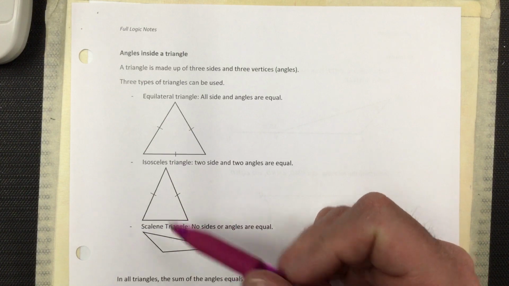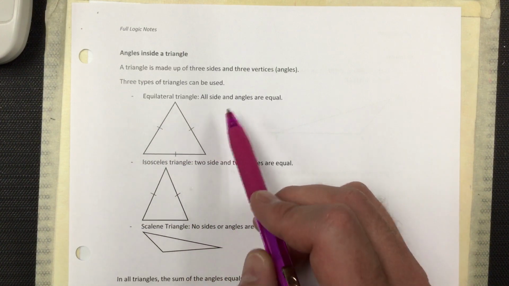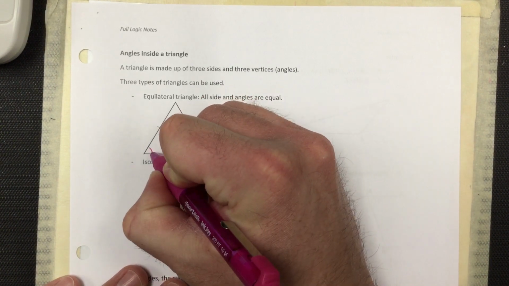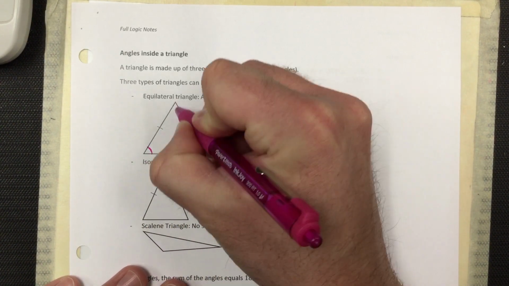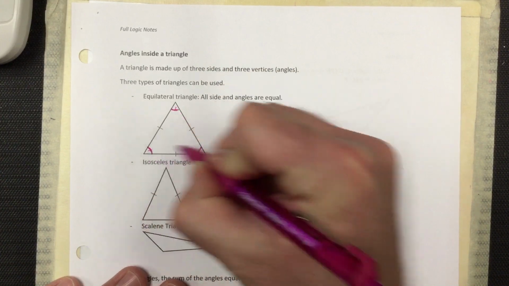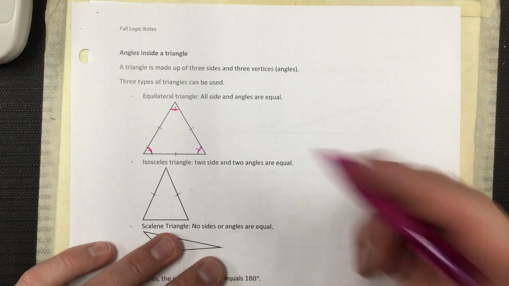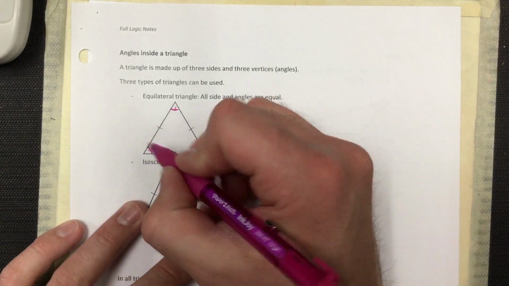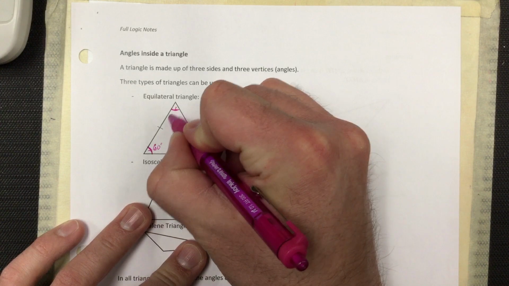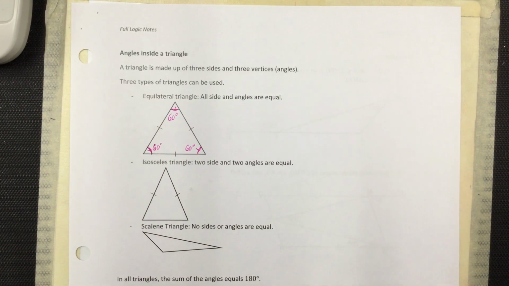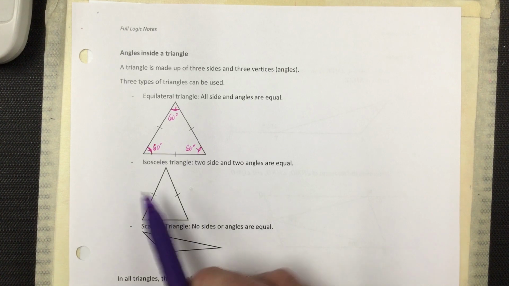3 types of triangles may be used. The first one is what we call an equilateral triangle, where each side and angle is equal. That means that this angle and this angle all have to be exactly the same. Now, we know from a previously known fact that all 3 angles have to add up to 180, so in an equilateral triangle, they are all exactly 60 degrees. That's something we can show, and we're going to prove that in just a little bit as well.